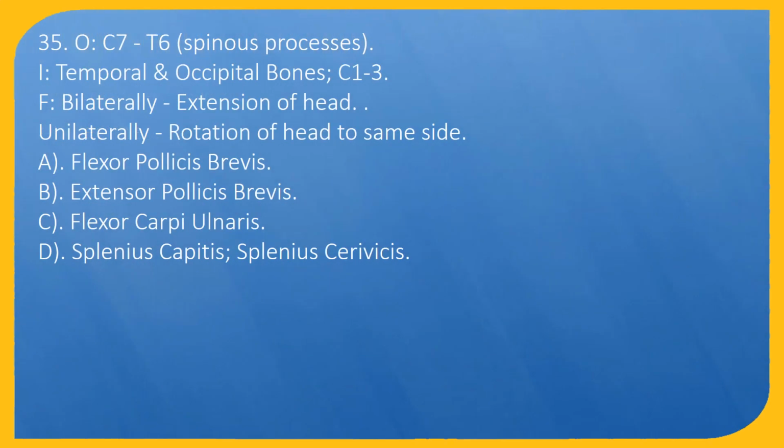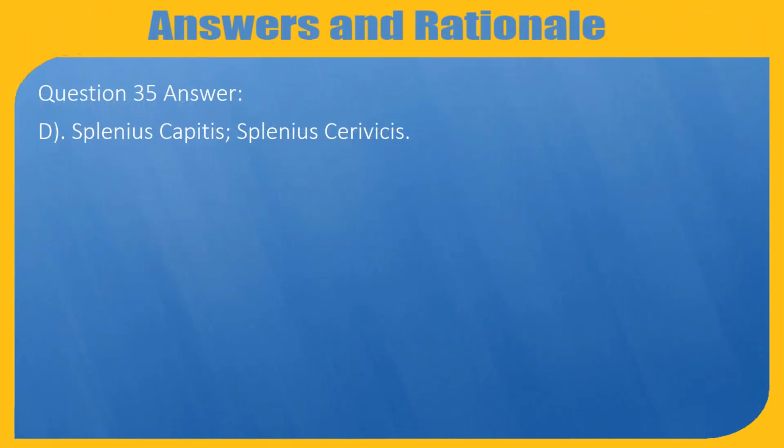Question 35. Origin: C7 to T6 spinous processes. Insertion: temporal and occipital bones, C1-C3. Function: bilaterally, extension of head; unilaterally, rotation of head to the same side. A. Flexor pollicis brevis. B. Extensor pollicis brevis. C. Flexor carpi ulnaris. D. Splenius capitis, splenius cervicis. Question 35, answer D. Splenius capitis, splenius cervicis.